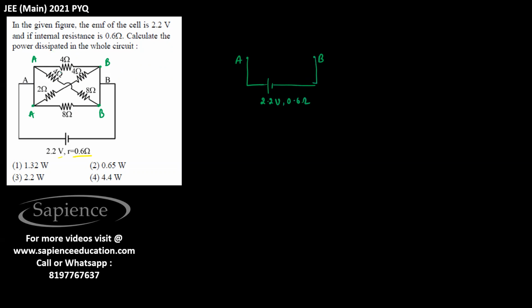Let's take the resistance 4 ohm that is connected to AB. Again 8 ohm is connected to AB. Again 8 ohm is also connected to AB. The next one is 2 ohm and 4 ohm together connected to AB, which means they combine in series and become 6 ohm connected to AB. And the other one is 4 and 8, which combine together and form 12 ohm connected to AB.